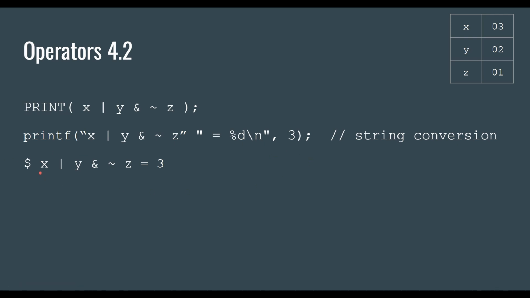Invoking this should give us something of the sort: x bitwise or y bitwise and bitwise complement z equals 3 on the terminal screen. Let's go ahead and see if we get that output.